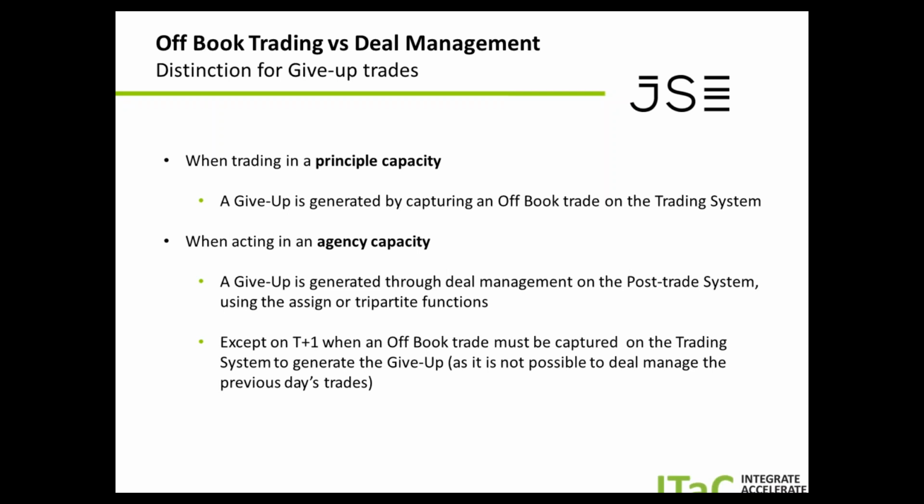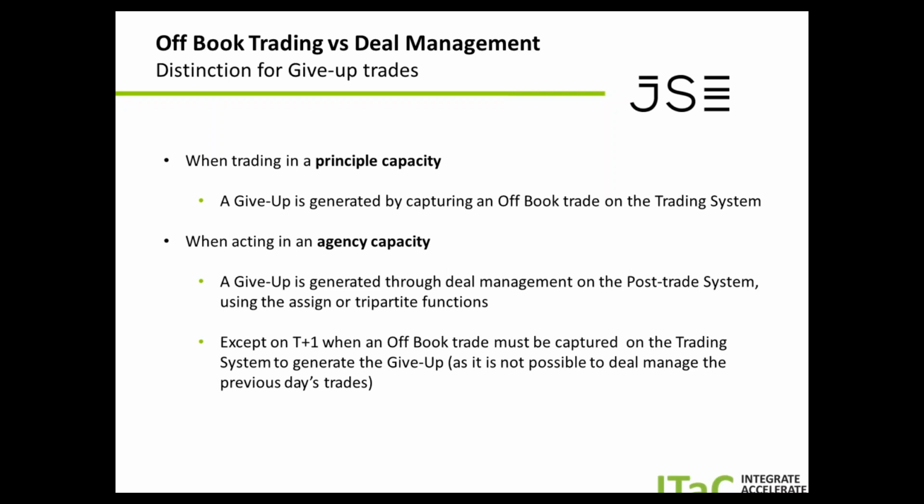However, when you're acting in an agency capacity, the give-up is generated through deal management using the assign or tripartite function. That's when you're acting as an agent. You've got the trade at a specific agreed price, you put the order up on the trading engine, it goes through to the clearing system. You now want to assign it. You do that in the post-trade system via IMAPI as part of the deal management functionality that we've exposed.